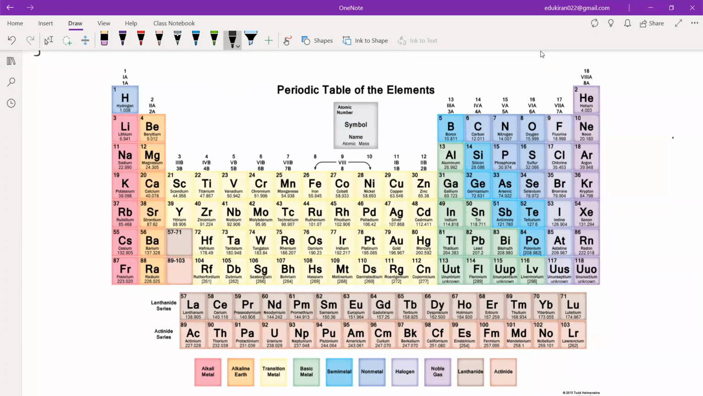So after xenon, we go to cesium, barium, and then lanthanum, which is 57. After lanthanum, we directly go to hafnium, which is 72. Why? Because from 57 to 71 we have the F block elements, which come in between the S block and the D block elements. Can you see that? After lanthanum, we are directly going to atomic number 72.